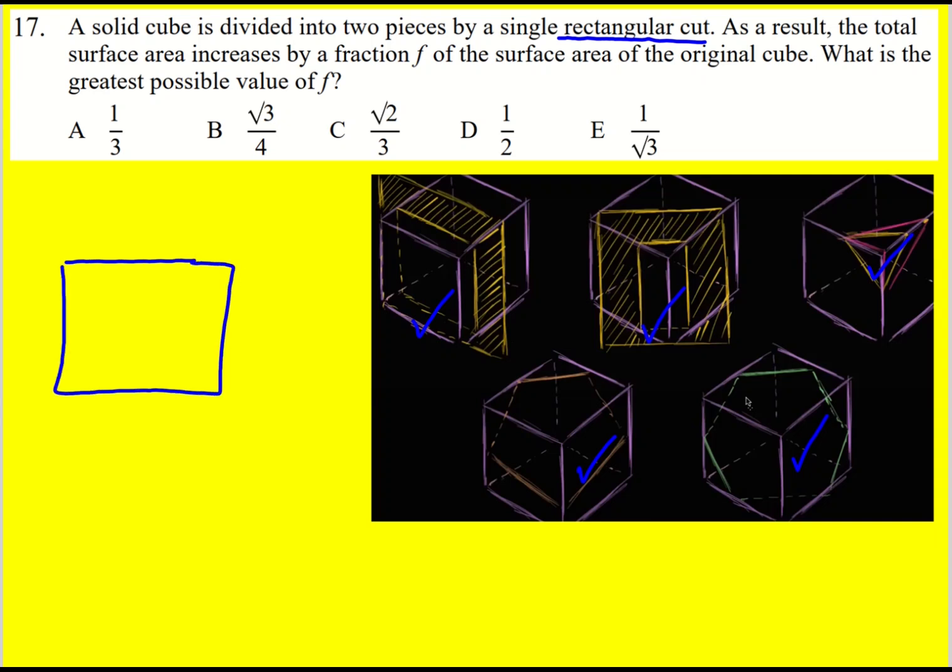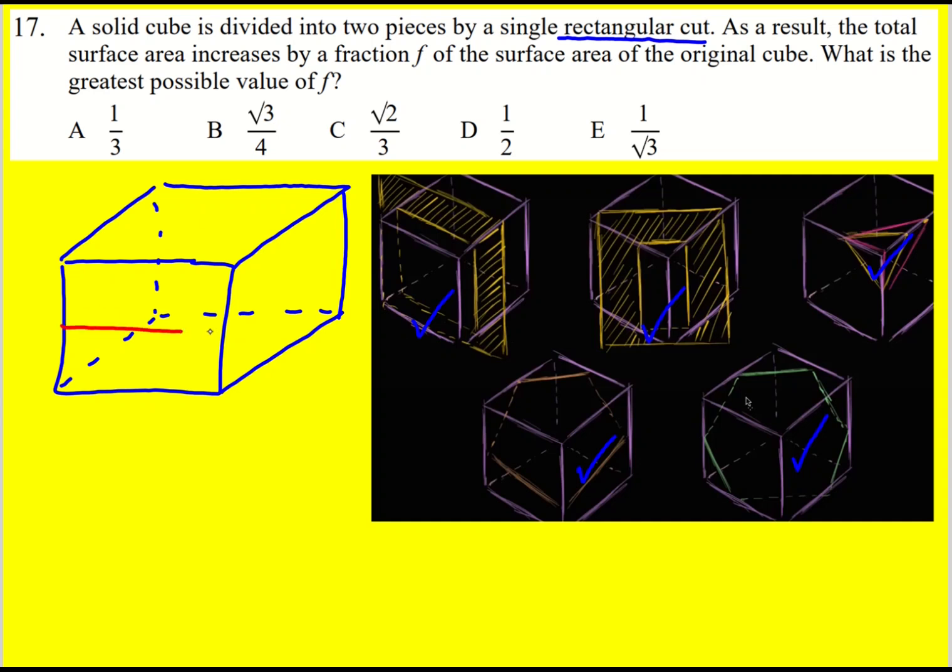And so we're looking for a cut on a cube that gives us the largest possible rectangle, because it says the total surface area increases by a fraction. What's the greatest possible value? So let me draw a cube out. Now, of course, I could do like they have in the first diagram. I could just do a cut along like this to create a square, and that would increase the surface area. That might be one of the answers. But can we do any better to create a rectangle?